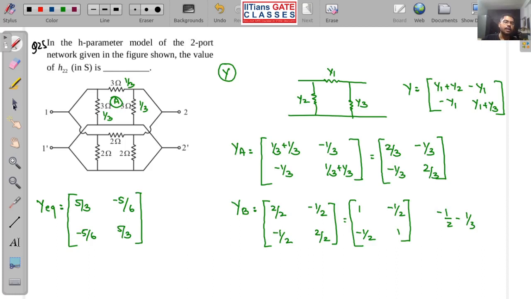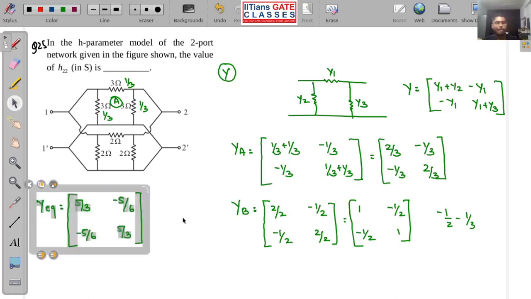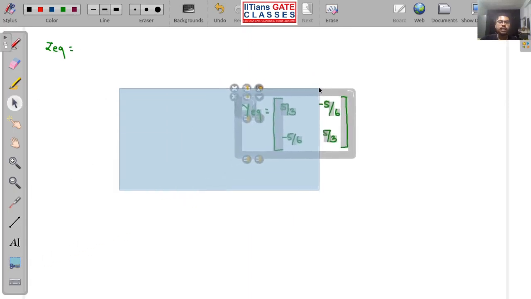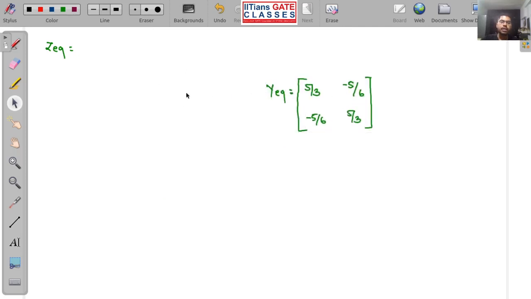What will be Z equivalent? So I am solving in the next page. Z equivalent will be equal to the inverse of Y equivalent. So let me calculate the inverse of this matrix. The determinant of Y equivalent is 25 by 9 minus 25 by 36. 36 is common, so 100 minus 25, that is equal to 75 by 36.